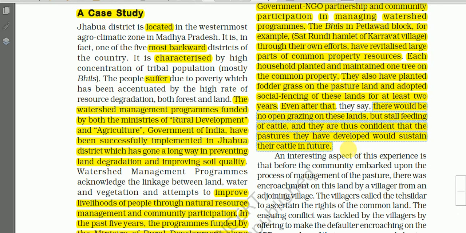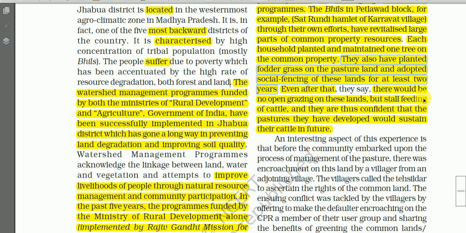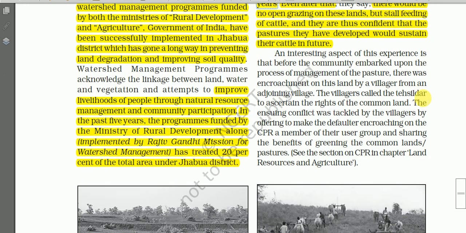So these are the important efforts made by the government, NGOs, and the villagers to restore the ecosystem in Jhabua district of Madhya Pradesh. This is the success story of the Watershed Management Program in Jhabua district. In the examination, mainly the success story and the achievements are asked in the CBSE exam.